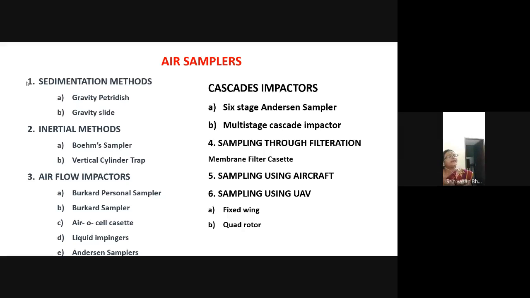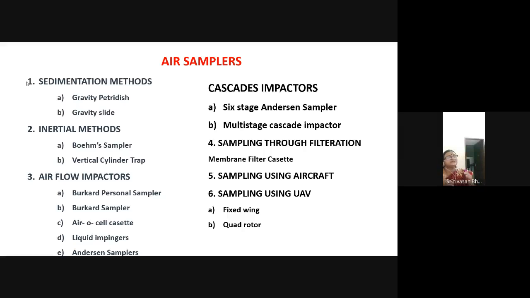Next comes the airflow impactors. In these airflow impactors, a vacuum pump is used to suck the atmospheric air. And when you're sucking the atmospheric air, along with it the microorganisms are also sucked, and they impact on the petri dish or a slide which is inside the impactors.